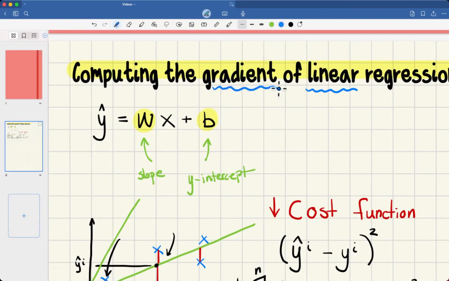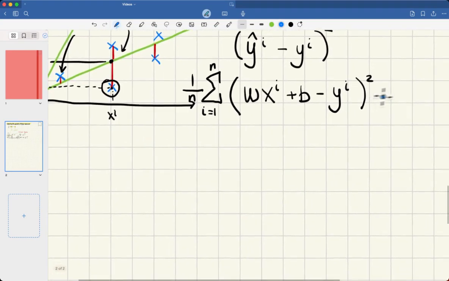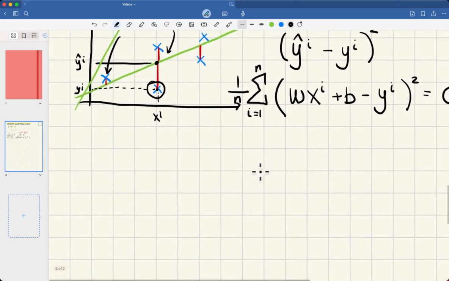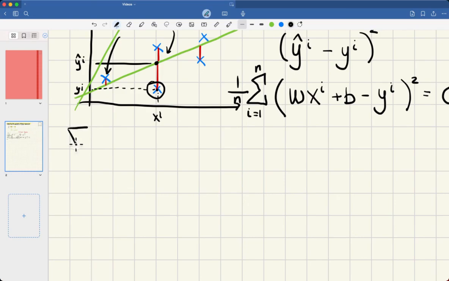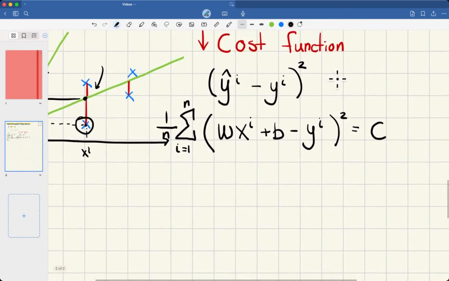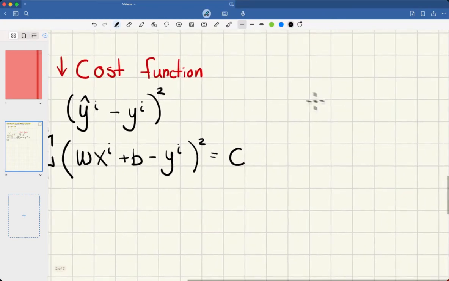So the gradient, let's say I call this thing right here C. And the gradient you represent with this upside down triangle. What I like to think of the gradient is that it tells you how things change. So if I change a little bit of my parameters, how will that change the final cost function? What do I mean by that?